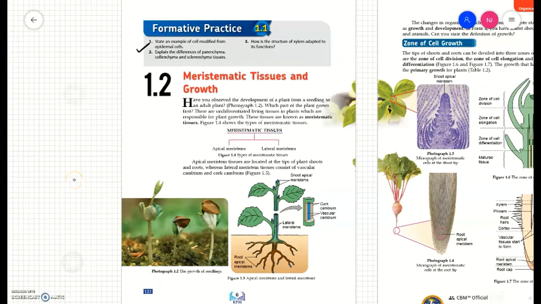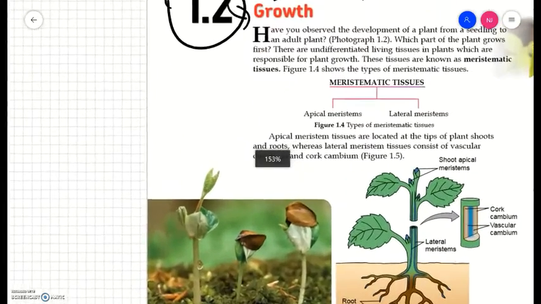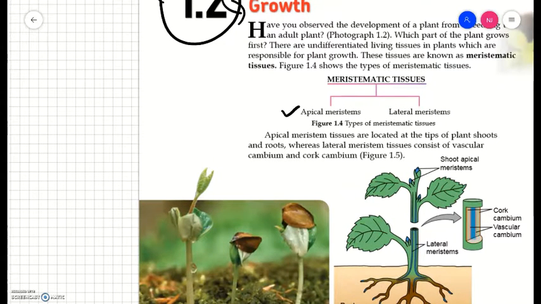Hello everyone. In this video I'm going to explain about the meristematic tissues and growth. In the previous Google Meet session, I already explained that meristematic tissues are related to the growth of plants, and meristematic tissues are divided into two: apical meristem, apical means tip, and lateral meristem, lateral means side by side.